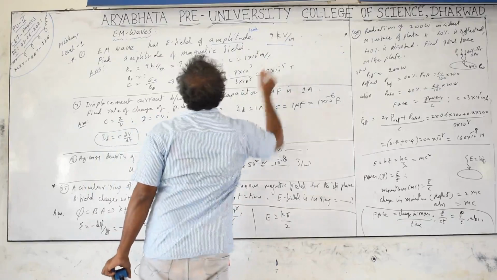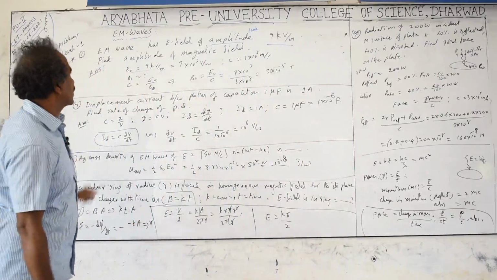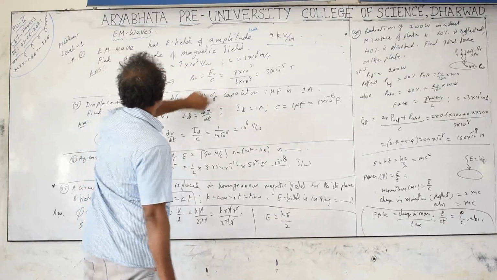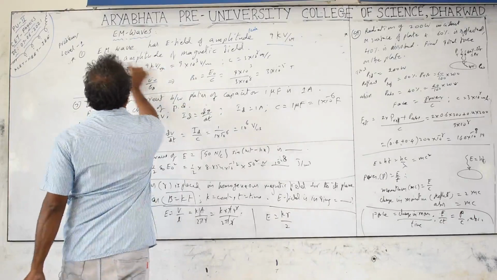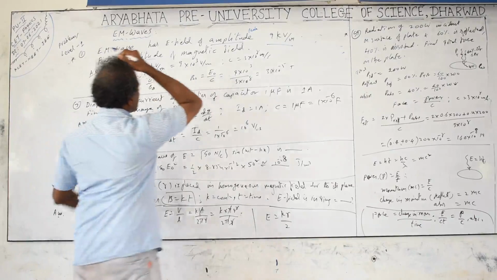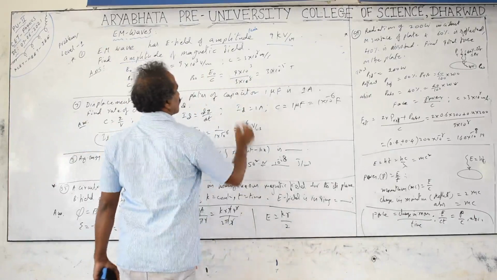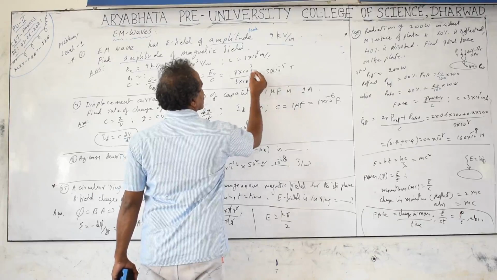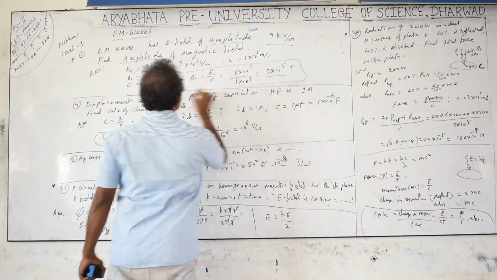E naught is given in terms of peak values. This amplitude is E naught, 9 kilovolt per meter. Electric field may be given in volt per meter or Newton per coulomb. Kilovolt means 10 to the power of 3 volt per meter. Speed of light is 3 into 10 to the power of 8 meter per second. You have to find the peak value of the magnetic field. C is equal to E naught by B naught, so B naught equals E naught by C. E naught is 9 into 10 to the power of 3 volt per meter by 3 into 10 to the power of 8 meter per second. 9 by 3 is 3, and 10 to the power of 3 minus 8 is minus 5. So the magnetic field is 3 into 10 to the power of minus 5 Tesla. This is the answer for this question.